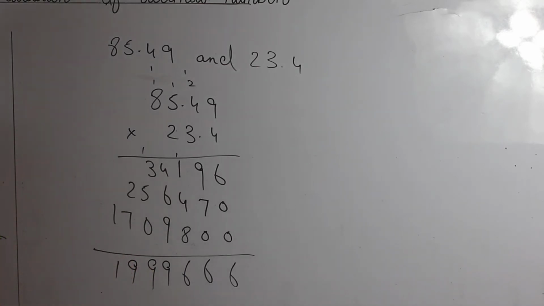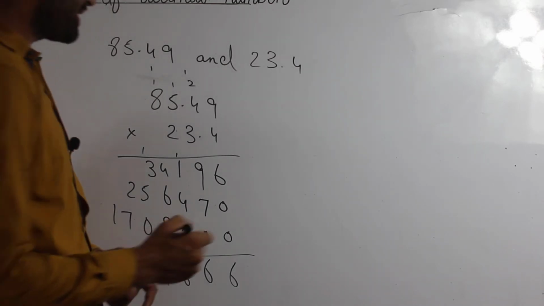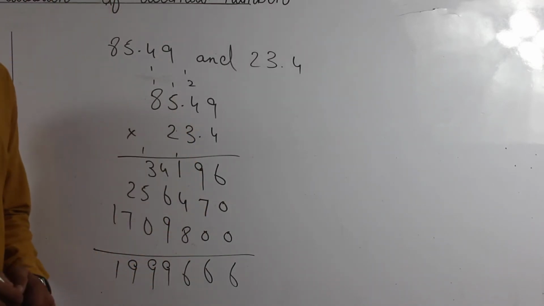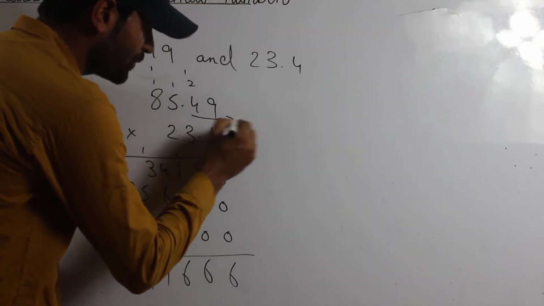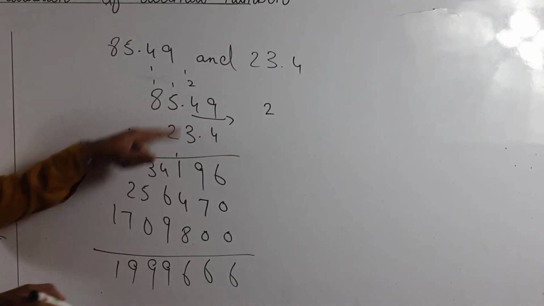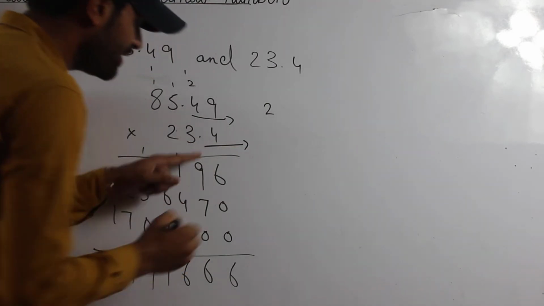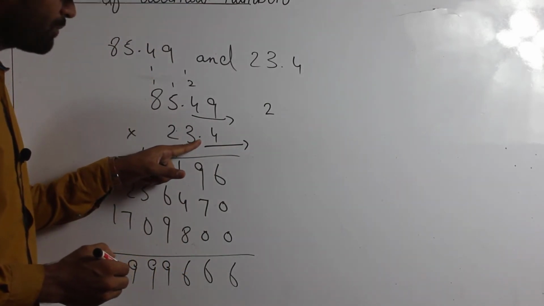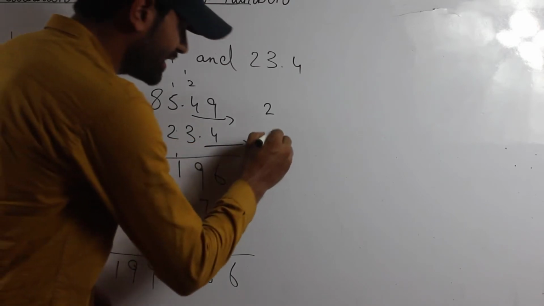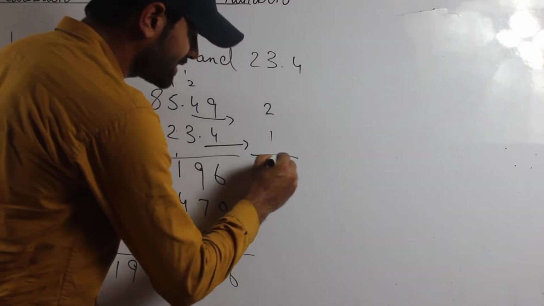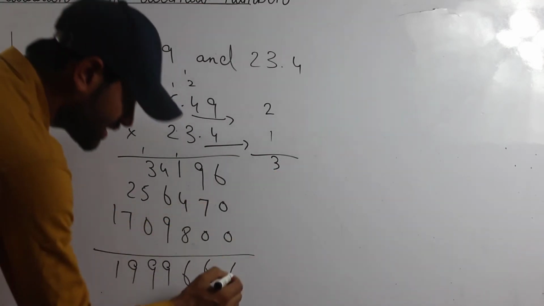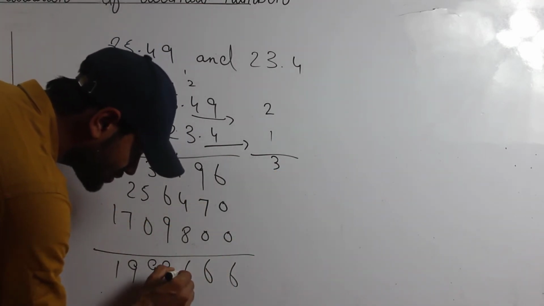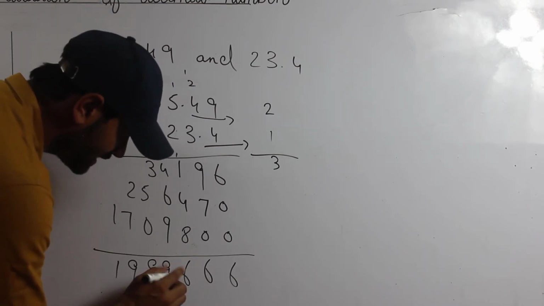So at the end I need to put the point. I use a method. First count how many digits are in the first term after the point. So here 1 and 2, 2 digits in the first term, and how many digits in the second term after the point. It is a point and after the point 1 digit. So then add 2 plus 1, 3. So from the right hand side I count 3 digits, 1, 2 and 3. So here put a point.